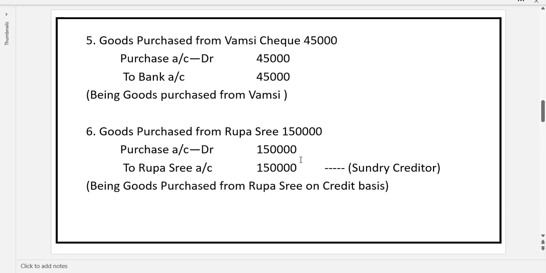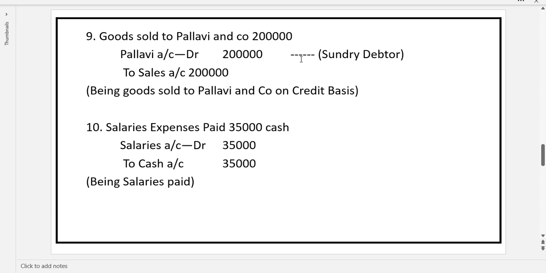In the purchase, if you observe, this is a credit purchase. Here also we are doing the credit sale. Whenever you make a sale, you will be receiving the amount. But here we are doing the credit sale, so at the end of the day, we need to receive the amount from whom? From Pallavi and Co. That's why we have debited Pallavi and Co. So Pallavi account debit to sales.